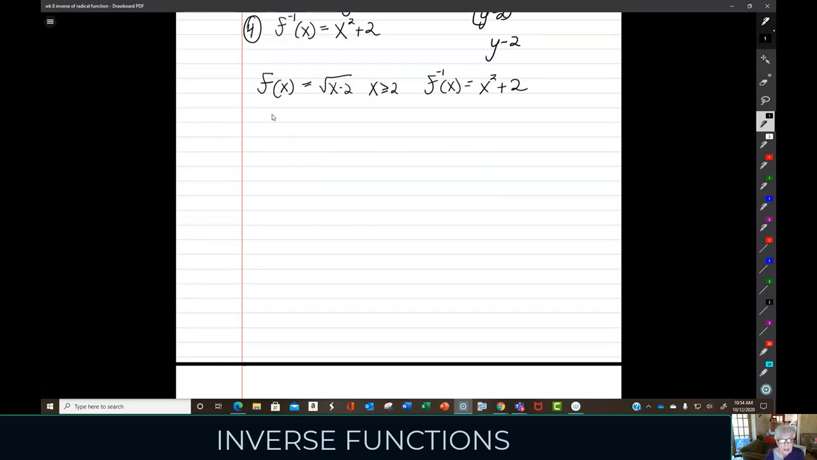is that the domain of the original function and the range of the original function switch. That's why you switch your x and y. I'll show you. Here they're specifying the domain, that x is going to be greater than or equal to 2. And the range is going to be y equal to or greater than 0. I'll show it to you.